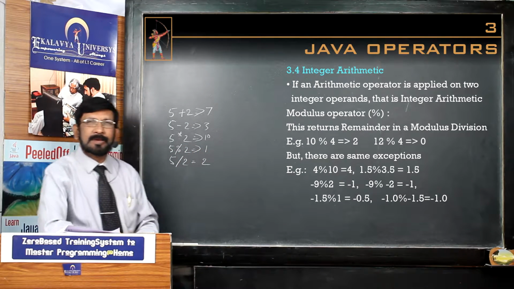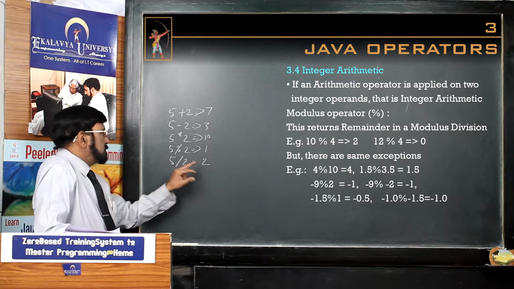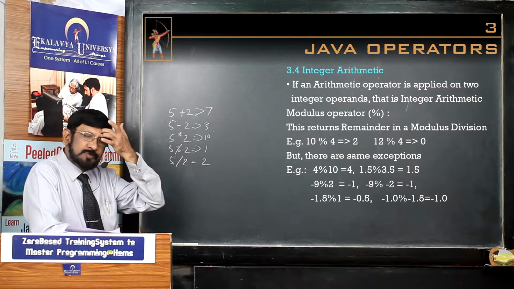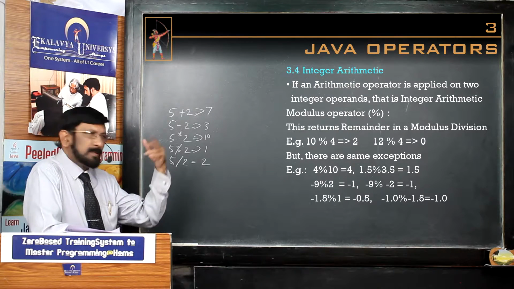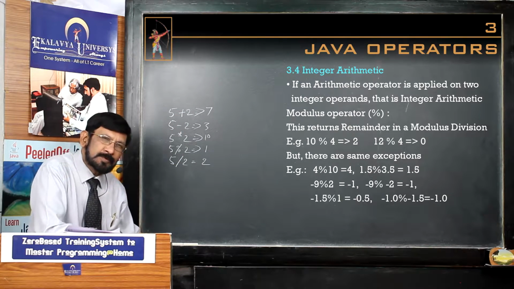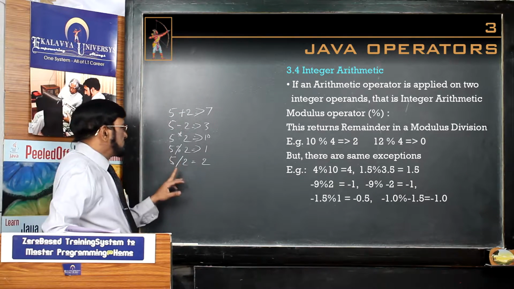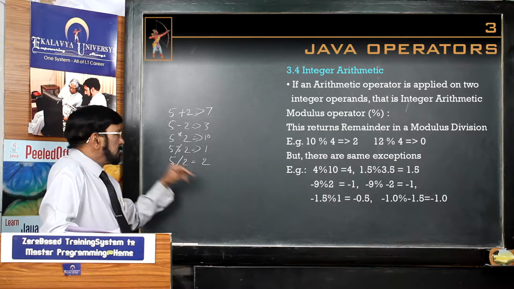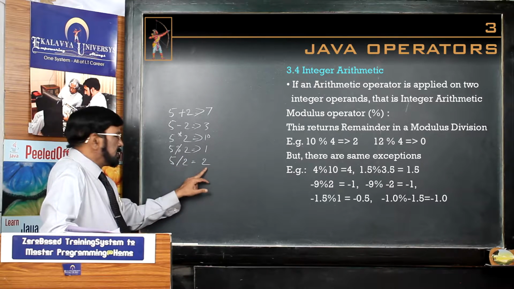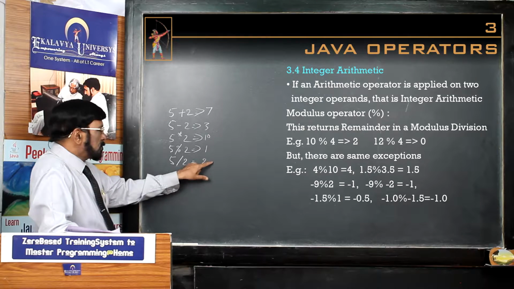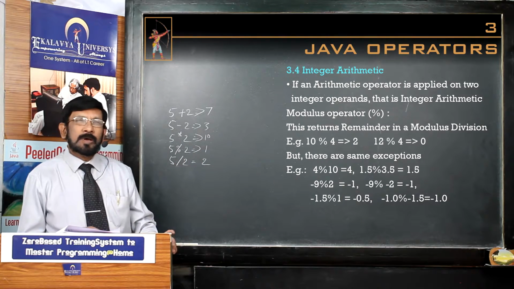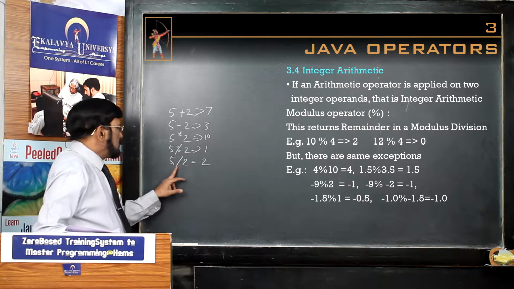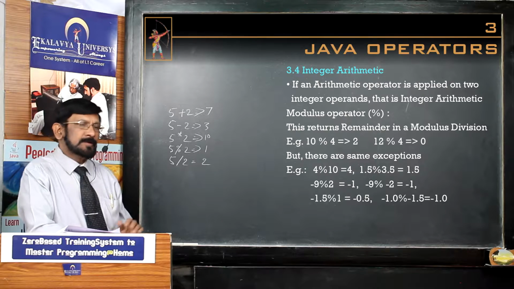5 divided by 2 is 2, not 2.5. The reason is int versus int. You may perform any of these 5 operations, plus, minus, into, division and modulus. The type of the result is int, whether it is correct or not. Especially in division, you must focus. It is not 2.5, it is 2. So if you want an accurate result, then you should not make it integer division. That point you have to understand.